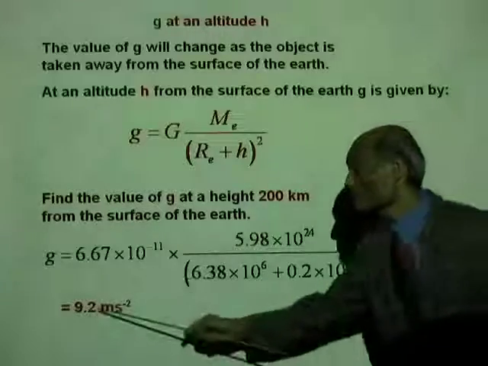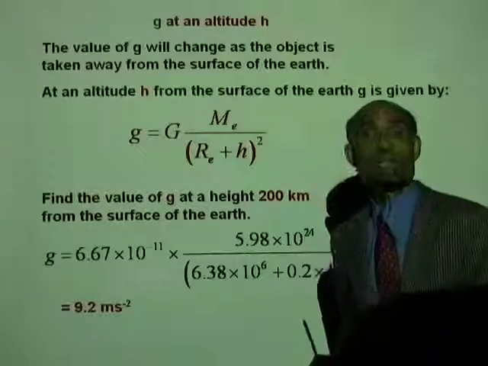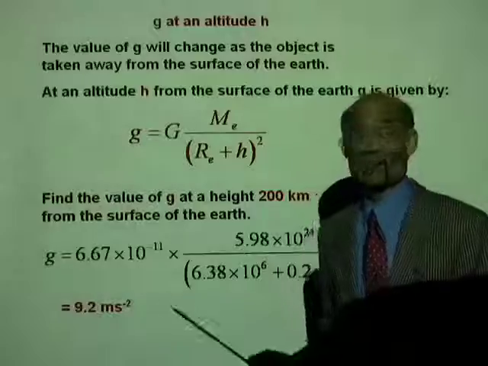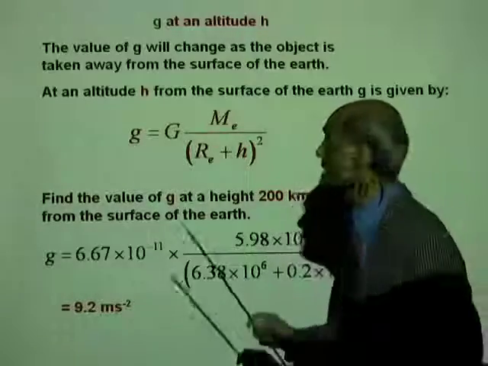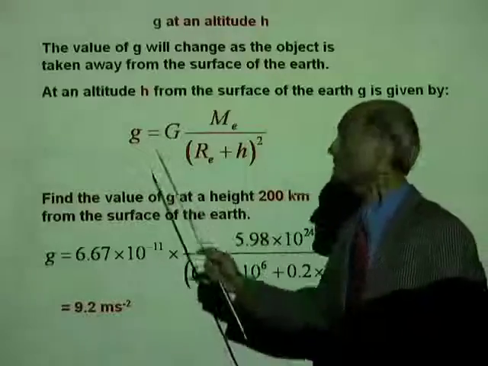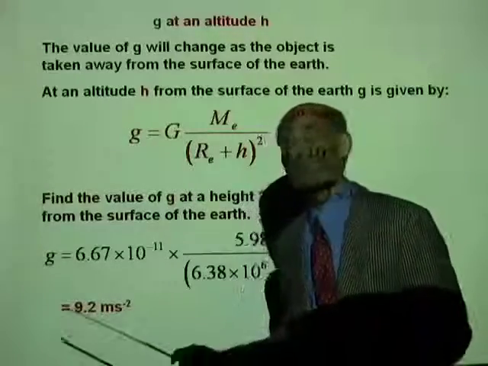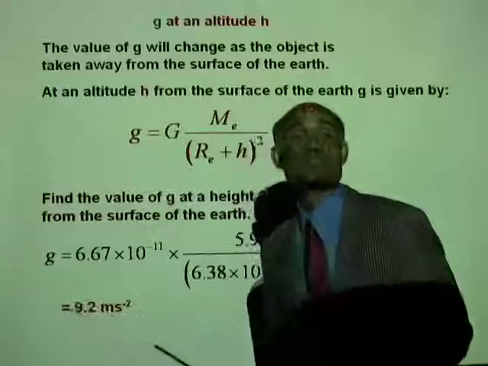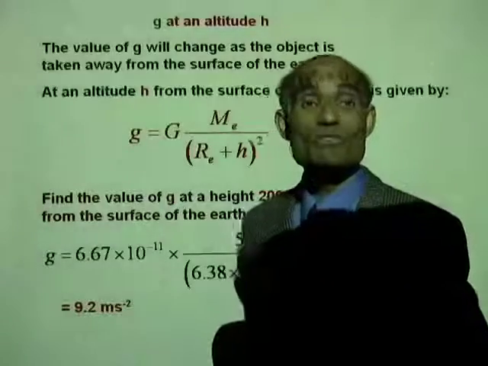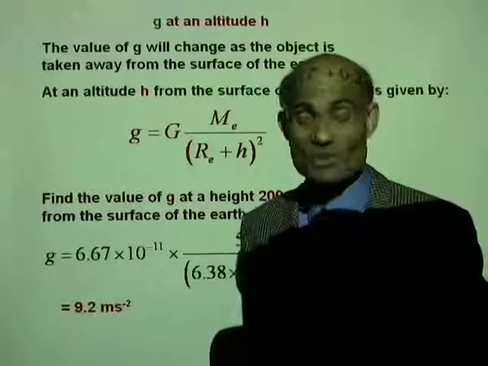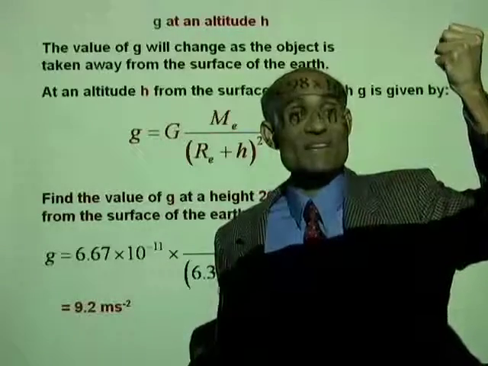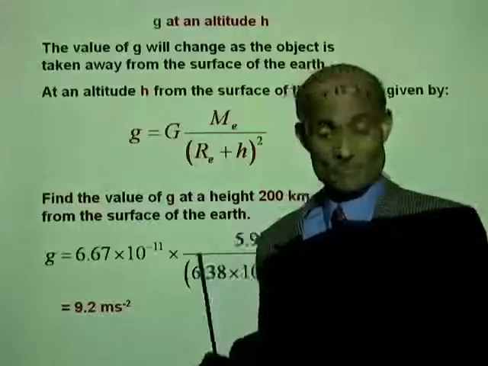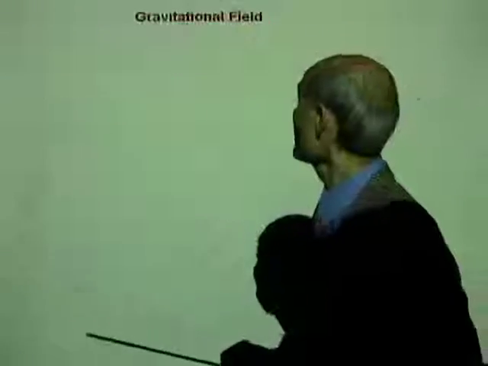That will give you 9.2 meter per second squared. So if you go to a height of 200 kilometer, the value of acceleration due to gravity will decrease to 9.2 meter per second squared. That means the weight of the object will be less at that altitude. Is that right? That's correct.